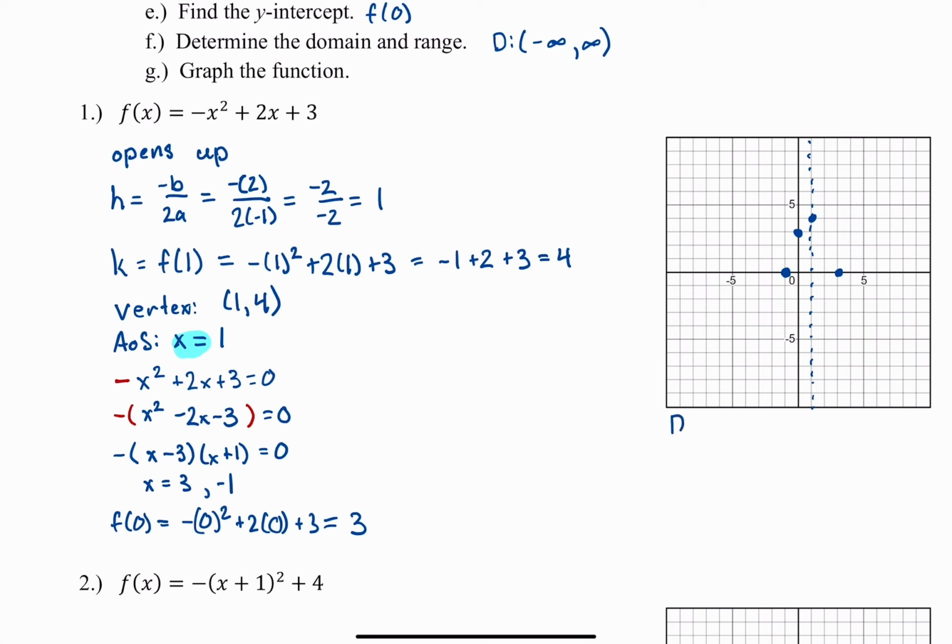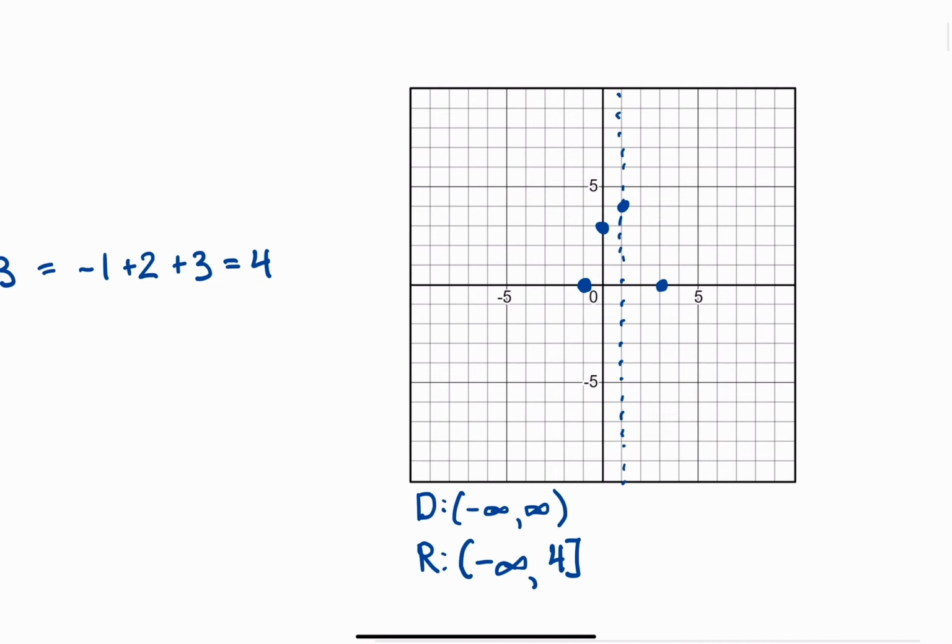So the domain, as stated above, is all real numbers. And the range, because it's opening down, is going to go down to negative infinity. And the highest will go as the vertex, which is 4 with a bracket. And just remember that 4 is the k value. Connecting the graph, we can use symmetry to get this other point. Connecting the graph in a smooth continuous curve that is parabolic shape.